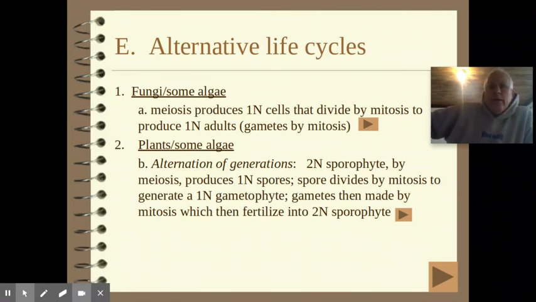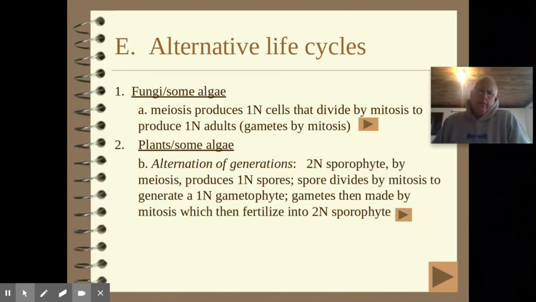Fungus and some algae do a little bit different type of life cycle; we call these alternative life cycles, a little bit different than what we do. Meiosis produces a 1N cell that divides by mitosis and produces a 1N adult, and then the gametes go through mitosis. So they alternate back and forth. That's why we call it an alternate life cycle.